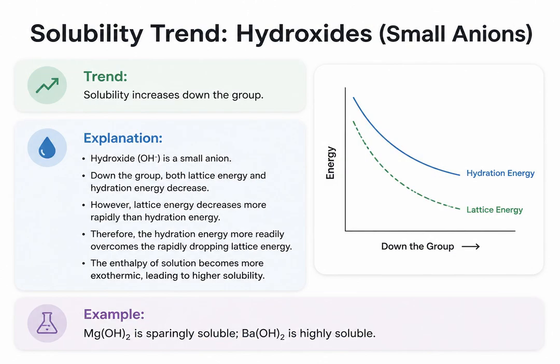Conversely, let's look at salts with small anions, like hydroxides. Here, the small hydroxide ions can pack very closely to the small metal cations at the top of the group, creating a massive lattice energy. As the metal cation gets larger down the group, this close packing is ruined, and the lattice energy drops drastically. It drops much faster than the hydration energy does. Because the lattice energy is falling apart so quickly, the hydration energy can easily overcome it. Thus, solubility increases down the group, making barium hydroxide much more soluble than magnesium hydroxide.